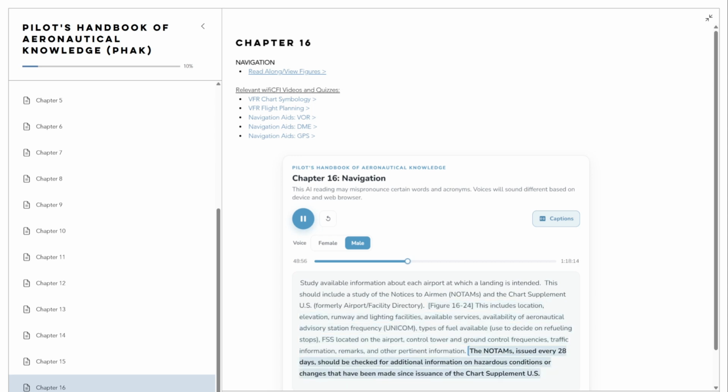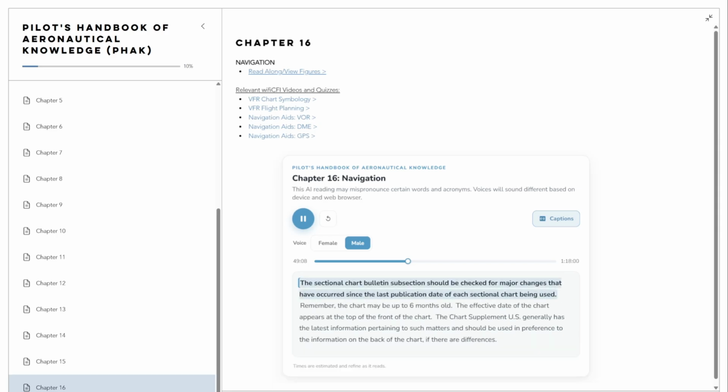The NOTAMs, issued every 28 days, should be checked for additional information on hazardous conditions or changes that have been made since issuance of the Chart Supplement US. The sectional chart bulletin subsection should be checked for major changes that have occurred since the last publication date of each sectional chart being used. Remember, the chart may be up to 6 months old. The effective date of the chart appears at the top of the front of the chart. The Chart Supplement US generally has the latest information pertaining to such matters and should be used in preference to the information on the back of the chart, if there are differences.